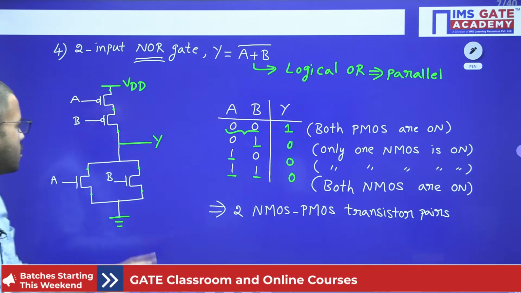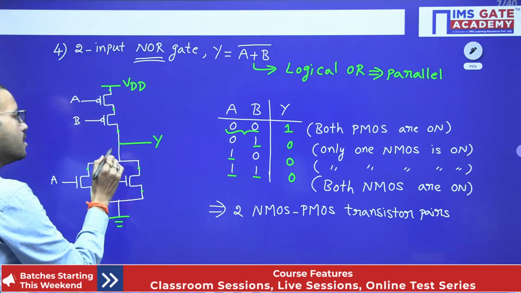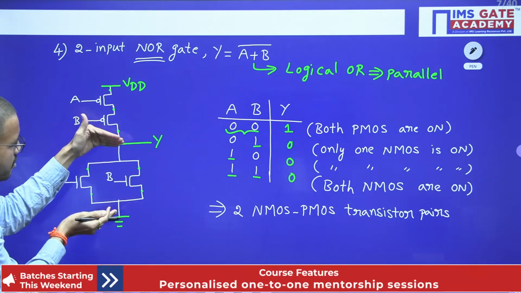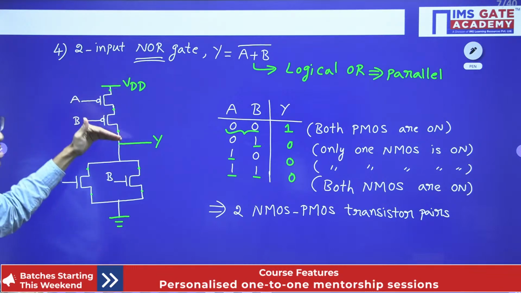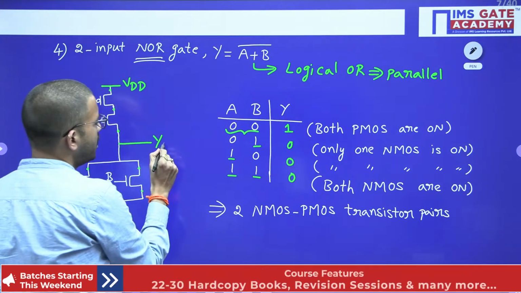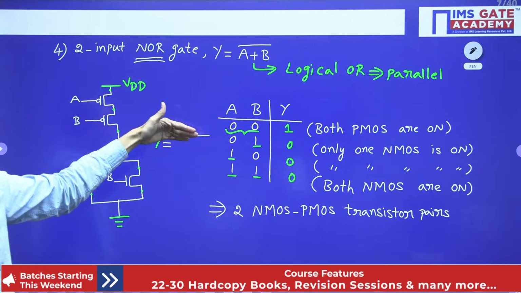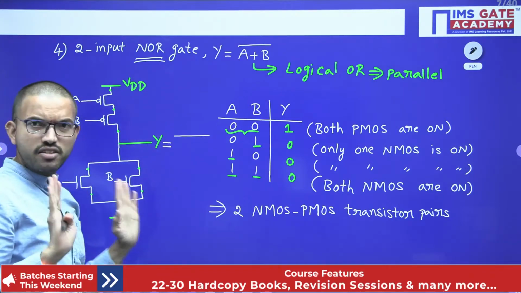Suppose you are having a circuit diagram like this, how to write the output expression? You have observed that NMOS transistors are connected between output and ground, and PMOS transistors are connected between VDD and output. So first of all, write the output expression in the complement version. Generally students forget to put the complement, that's why I am repeating. First put the complement in the first step itself.